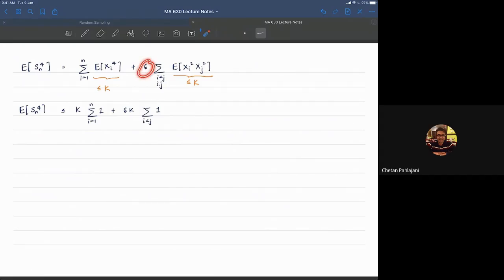Similarly here, the 6 is there. Then this is no more than k. I'll pull the k out. And then I have the double sum of 1. Now, I'll leave it to you to check. So what's going on here? What is this? Let's see what this is. So this is going to be nk plus 6k times n minus 1 over 2.